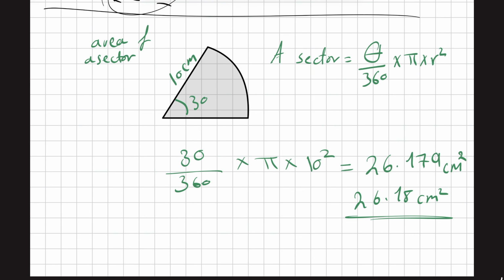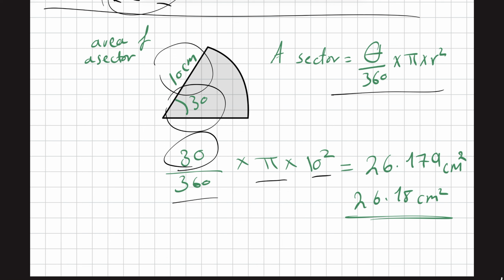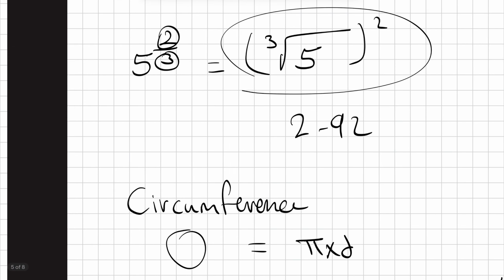The area of a sector is a part of a circle. When you have the angle and you have a radius, the formula says theta over 360 times pi r squared. We have here 30 over 360 times pi times 10 to the power 2 because the 10 is the radius, and then the calculator is going to be 26.179. If you round it up, it's going to be 26.18 centimeters squared, obviously because it's an area.